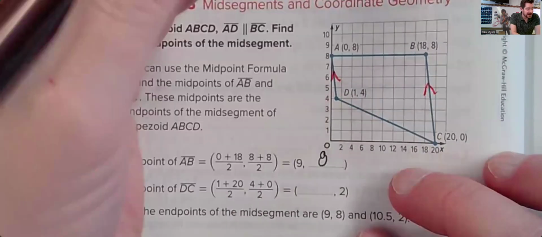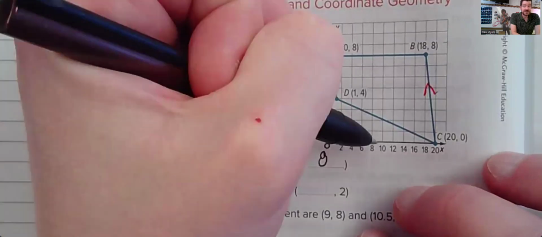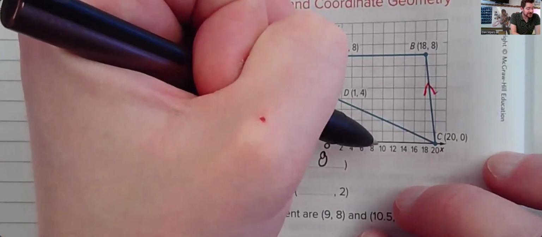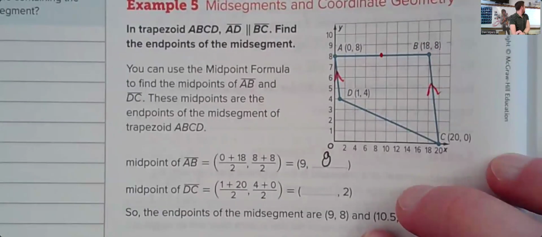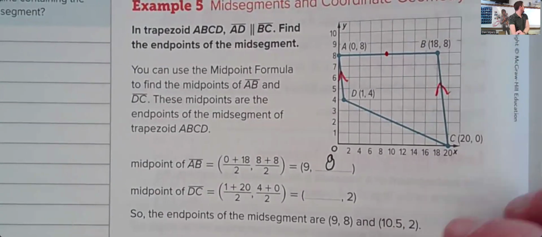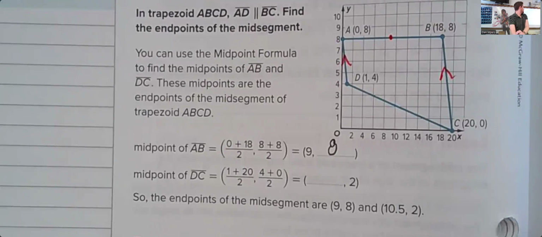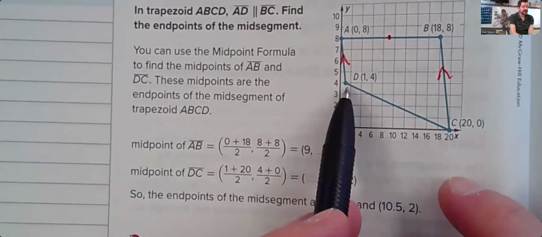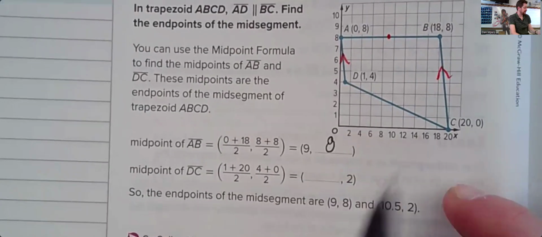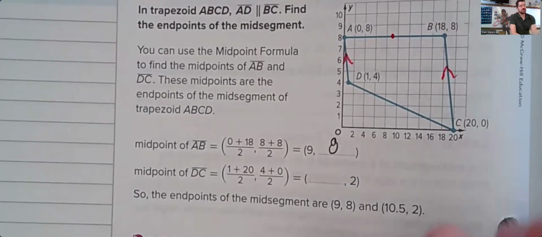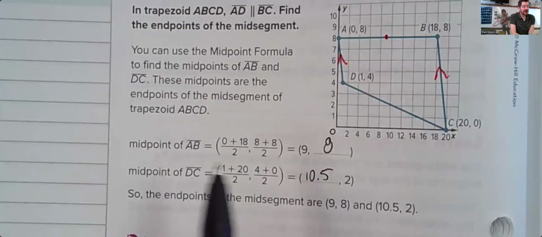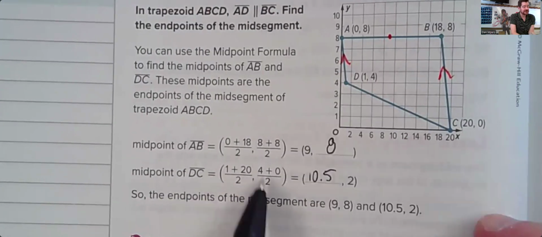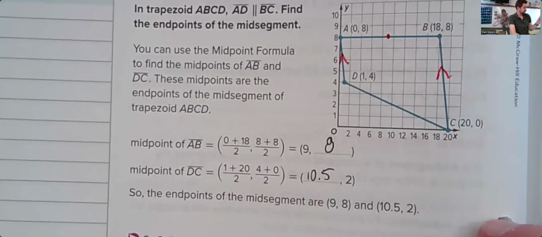So if we go over 9, which is halfway in between 8 and 10 here, because these are going by 2, and up to 8, that'll put us right there. So that is the midpoint of AB. The midpoint of DC. Add the x values together. We got 1 and 20, which is 21. What's half of 21? 10.5. And then if you add the y values together, 4 plus 0 is 4. 4 divided by 2 is 2. So we get 10.5, 2.